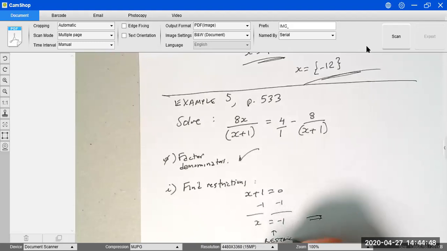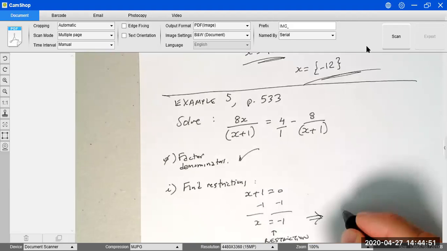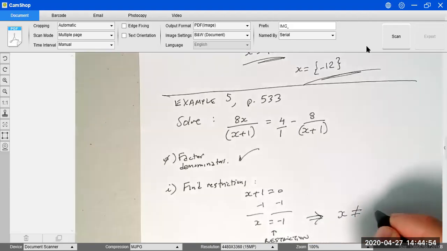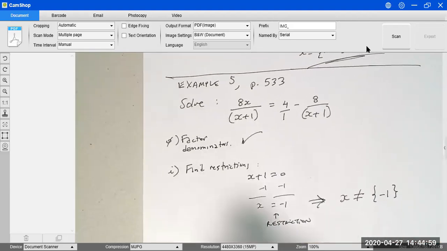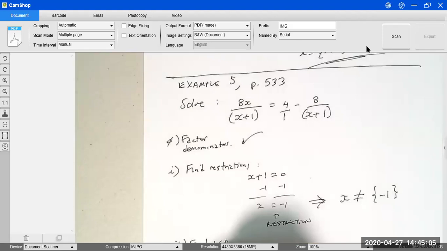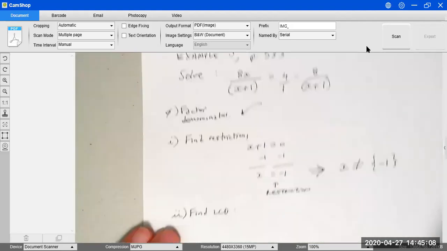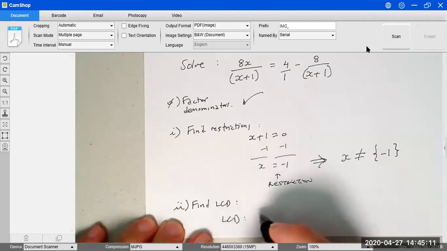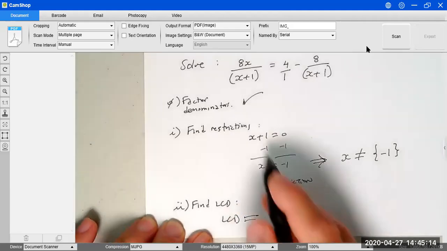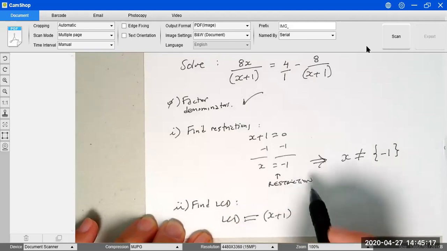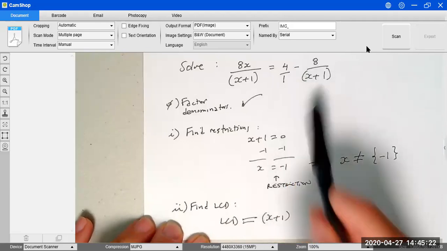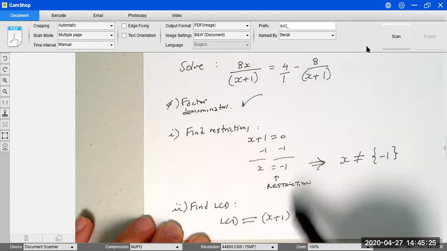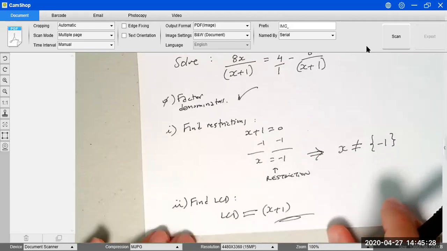This is the restriction, and we're going to write that restriction as x should be different than negative 1. So that's the first step. Then the second step is going to be finding the least common denominator. The least common denominator is just the first denominator, x plus 1. Then you multiply by any other denominator factor that is not here. So 1 is here, x plus 1 is here. So this is my least common denominator.